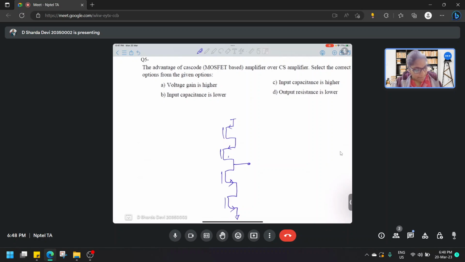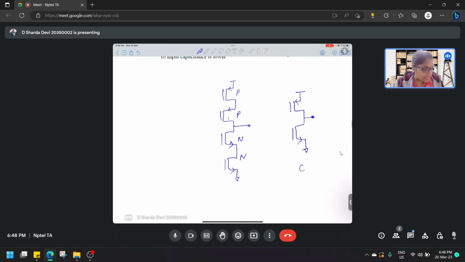Here we have P, P, N, N. In a CS stage, we have a single N and a single P, right? This is a PMOS and this is an NMOS. This is where we take the output for CS. This is cascode.